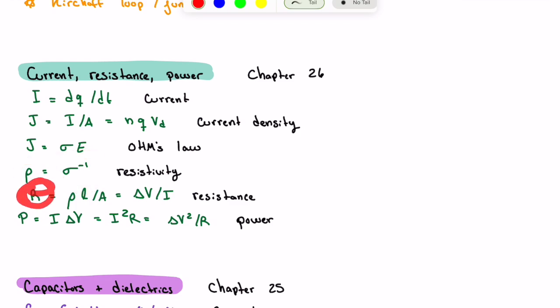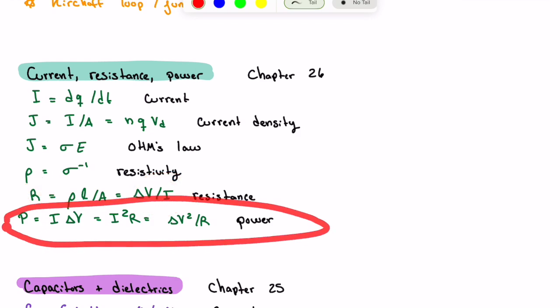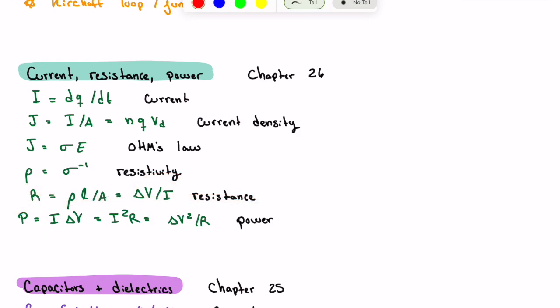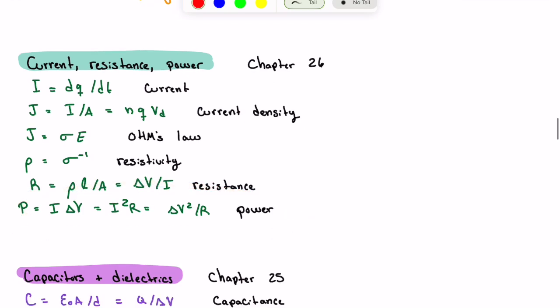The most important equation here is really this one: R is equal to delta V divided by I, as well as these power equations here, where it's like how much power is being consumed by the resistor or the battery or whatever. You just plug in these equations and you get out some number.